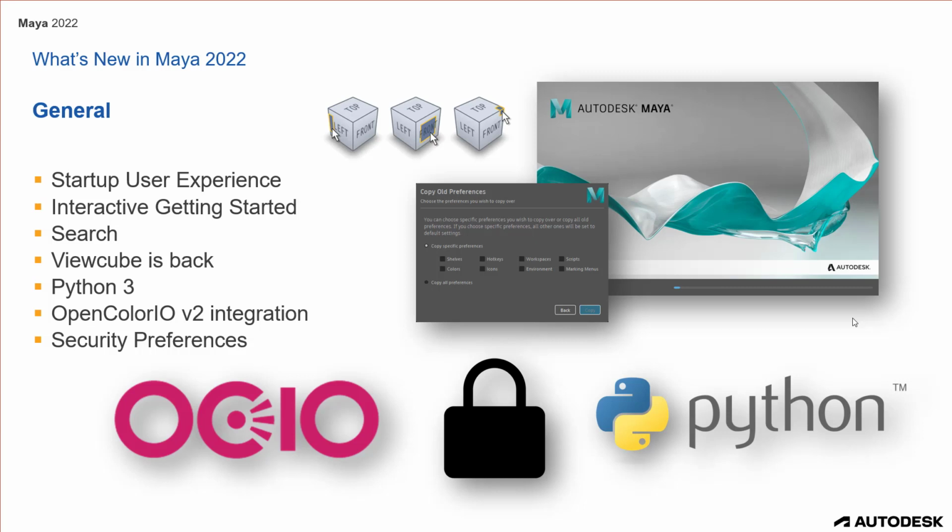OpenColorIO version 2 is integrated, and there are security preferences that allow you to restrict scripts from running and also plugins from running.